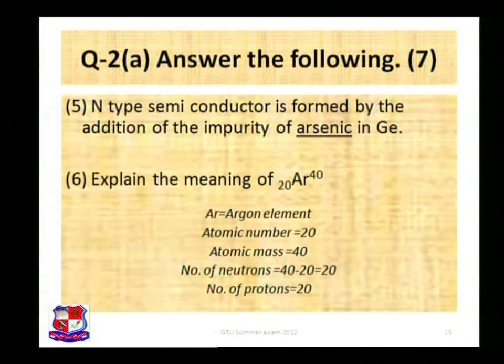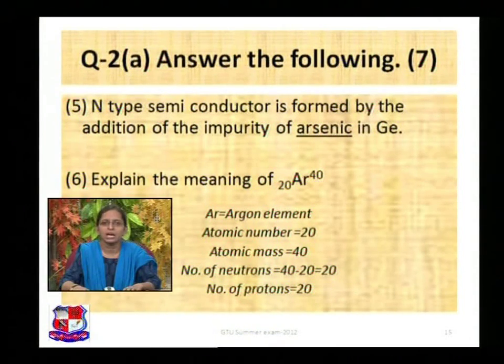The next thing that you can see here, again, is filling the blanks. N-type semiconductor is formed by addition of impurity of dash in germanium. It means they are asking which kind of impurity you will add to produce an N-type semiconductor. Here the answer is arsenic. Okay, so arsenic is added in order to get N-type semiconductors.